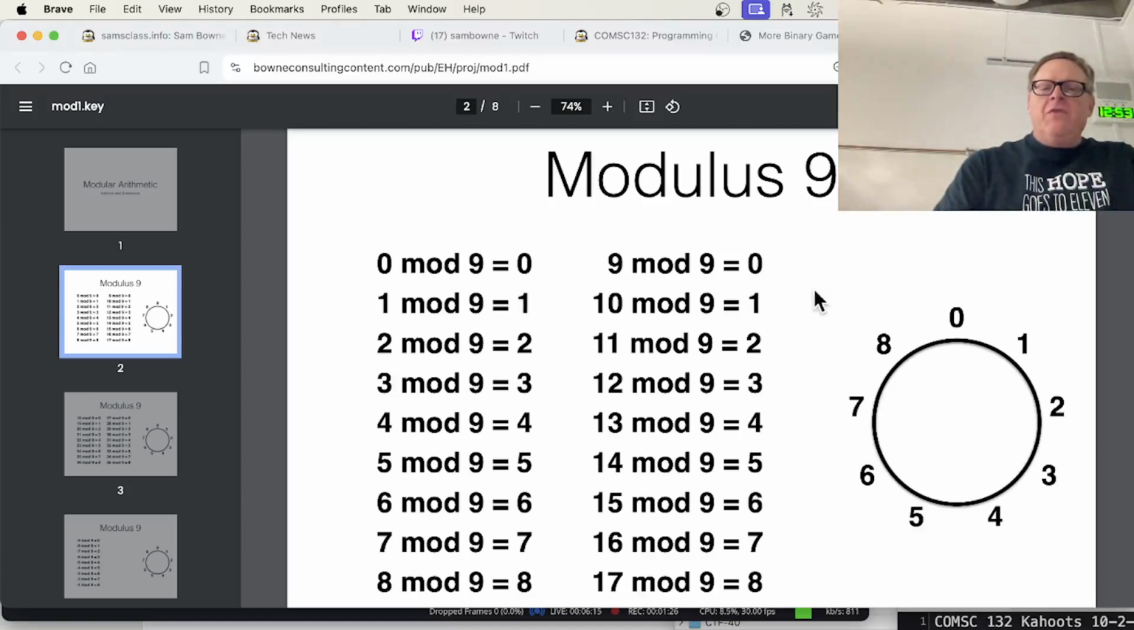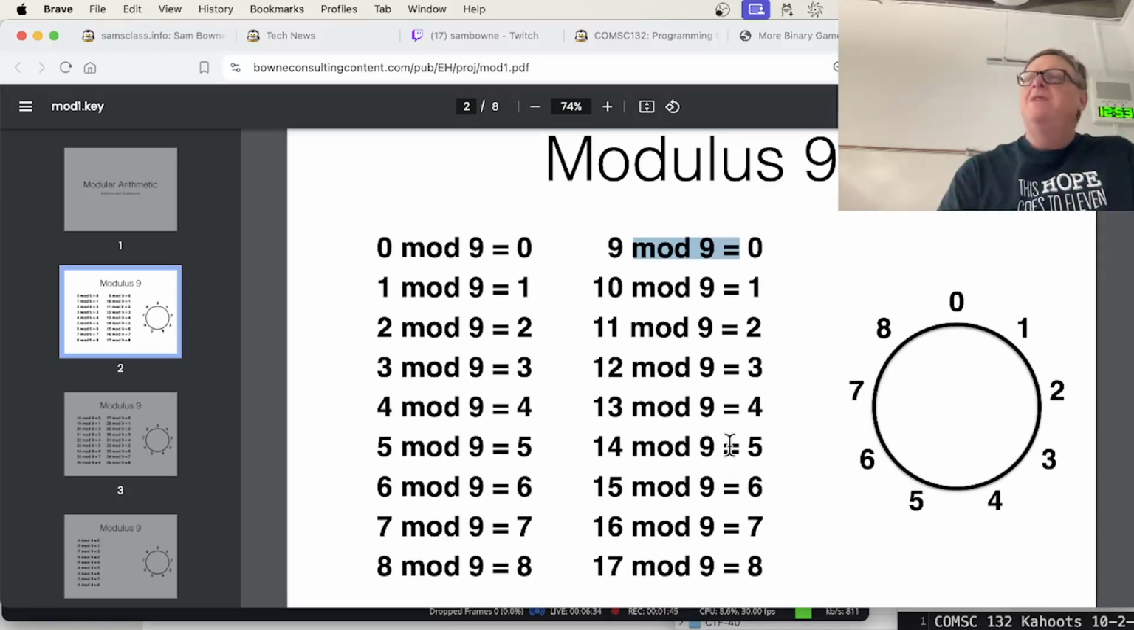So this is referred to as a ring with mod 9 because there are 9 symbols here, starting at 0. And this is what you write: mod 9. So 9 mod 9 is 0. And 10 mod 9, you can get there by 8 plus 2, that gets you to 1. And so that's what it looks like.